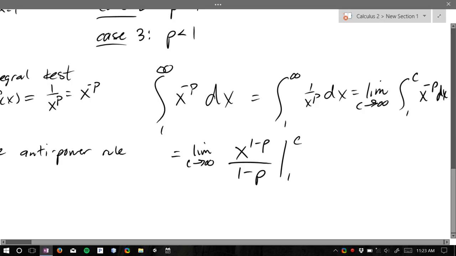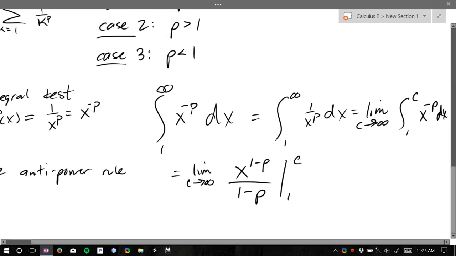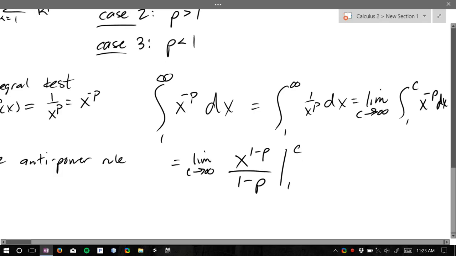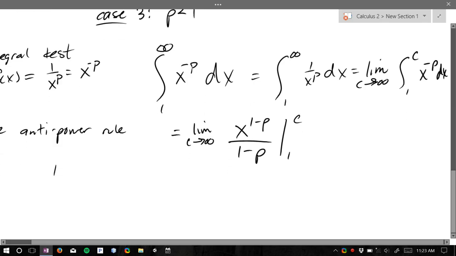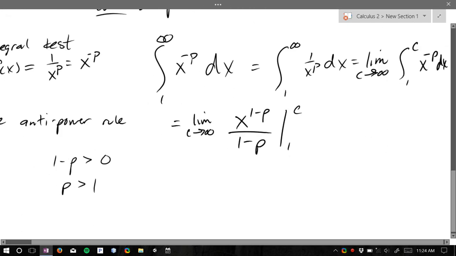All right, a lot of you look confused when I did that. I just added 1 to negative p. I wrote it as 1 minus p, but it's positive 1 plus negative p. So why is it important if p is greater than 1 or p is less than 1? So 1 minus p is greater than 0 when p is greater than 1. That's important.